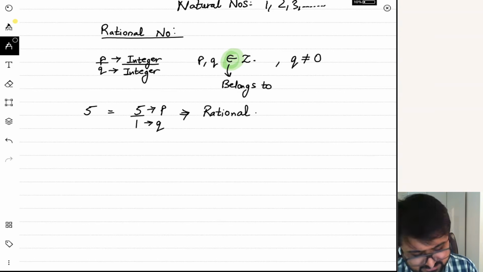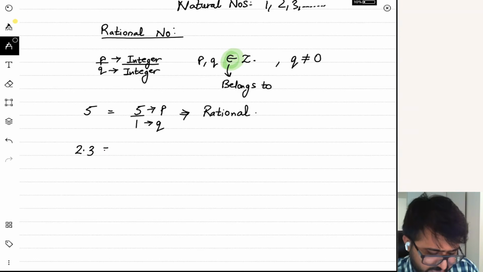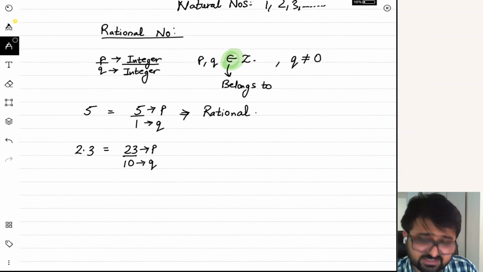Now let's look at another example. Let's look at number 2.3. Number 2.3 can be written as 23 divided by 10, where 23 is p, an integer, and 10 is q, which is an integer. So I could write 2.3 as integer divided by integer, which makes my number 2.3 also rational.